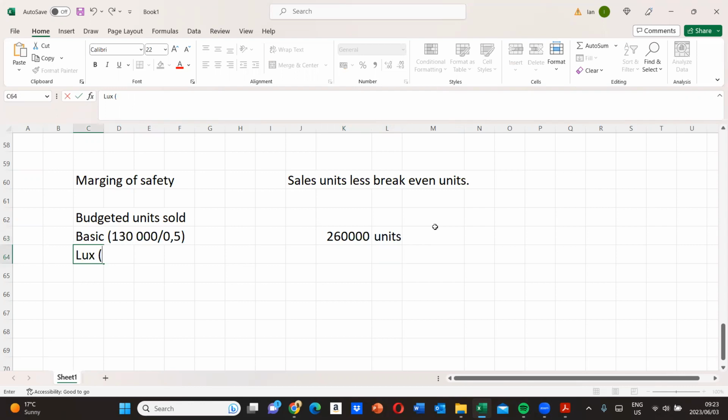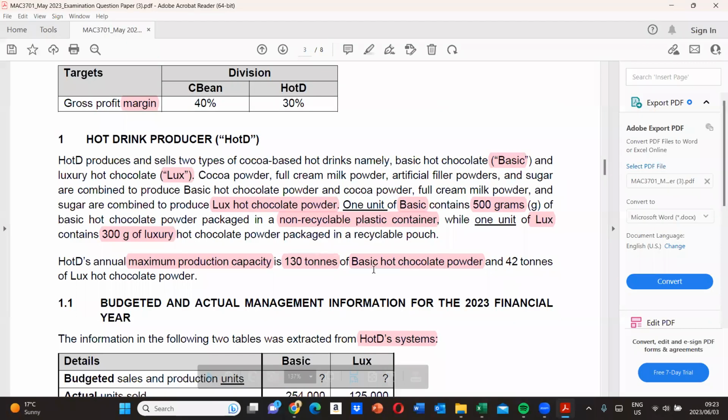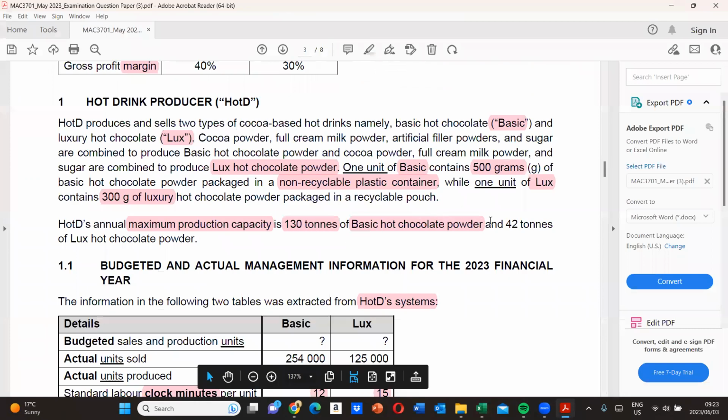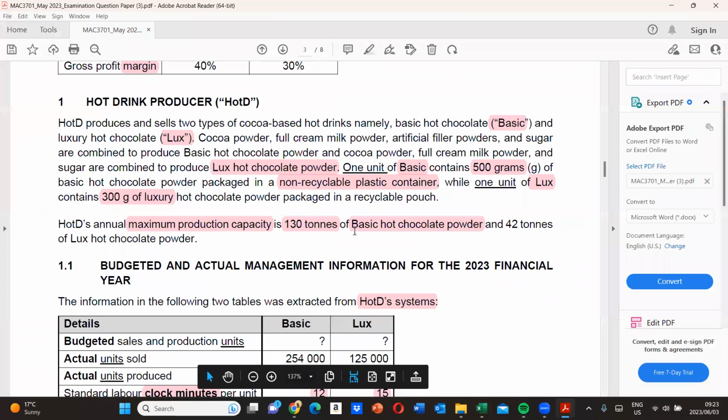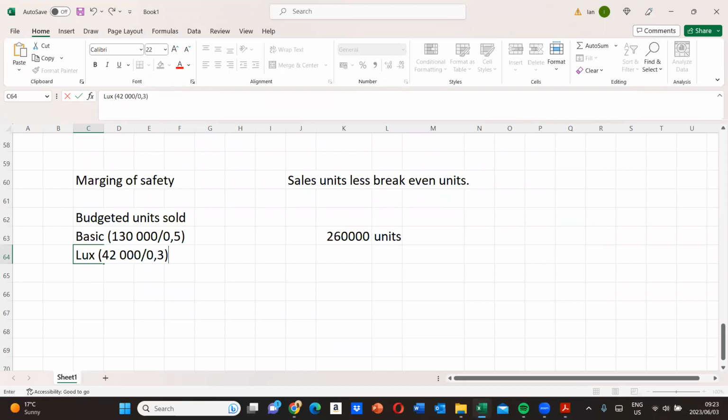And then lags. What is happening in regards to lags? The company is producing and selling 42 tons, which is 42,000. Then we divide with the quantity per unit, which is 300 grams, equivalent to 0.3 kgs. So we divide by 0.3, and it gives us 140,000 units. These are the number of units which our company is actually producing and selling.